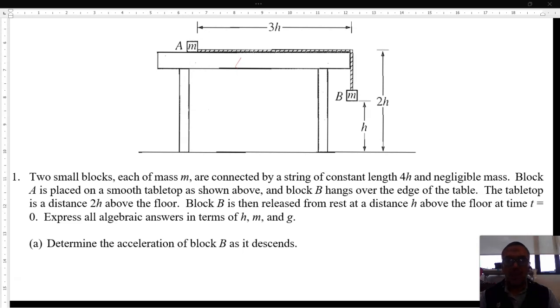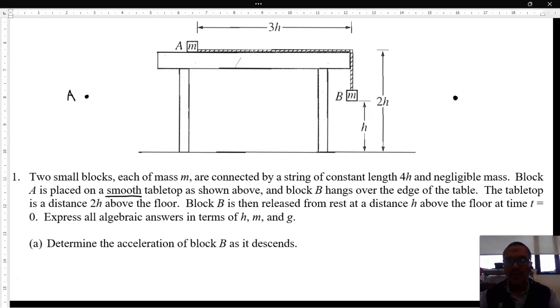Two small blocks, each of mass m, are connected by a string of constant length 4h and negligible mass. Block A is placed on a smooth tabletop, smooth, of course, meaning no friction, as shown above, and block B hangs over the edge of the table. The tabletop is a distance 2h above the floor. Block B is then released from rest at a distance h above the floor at time t equals 0. Express all algebraic answers in terms of h, m, and g.